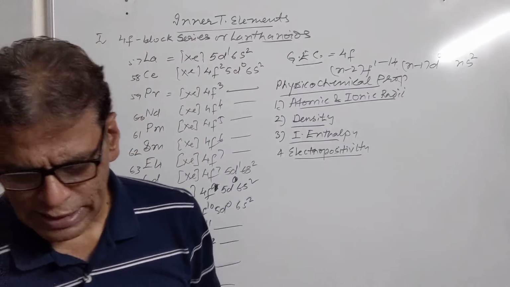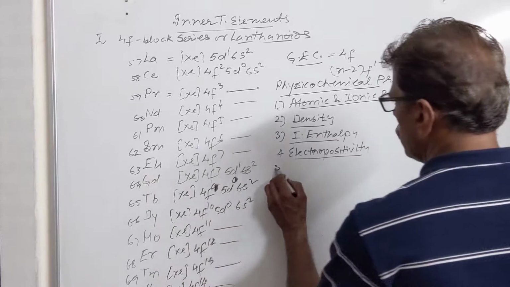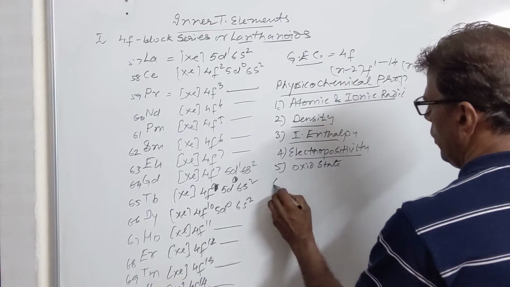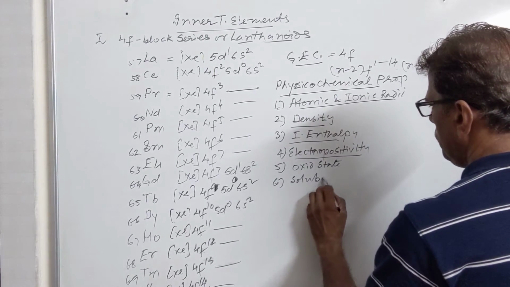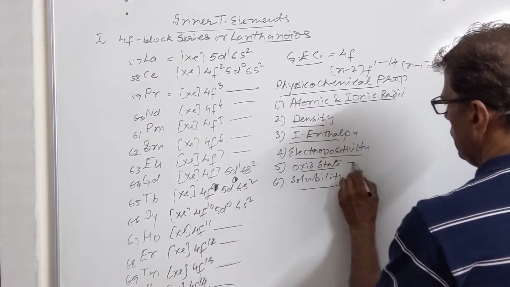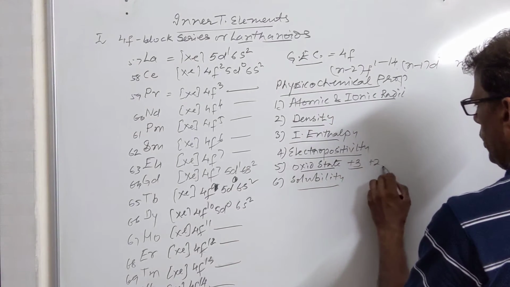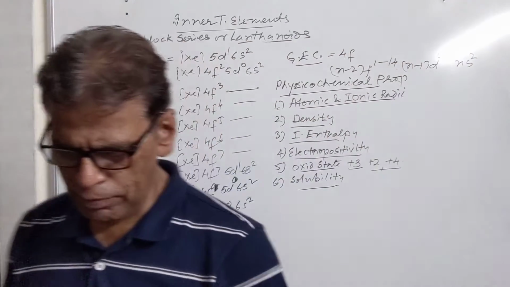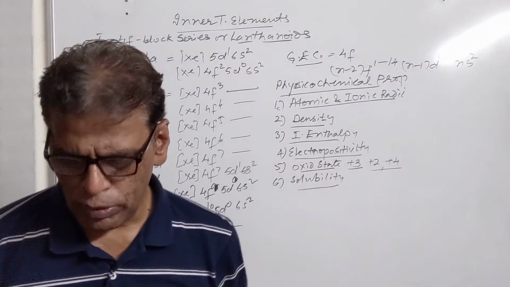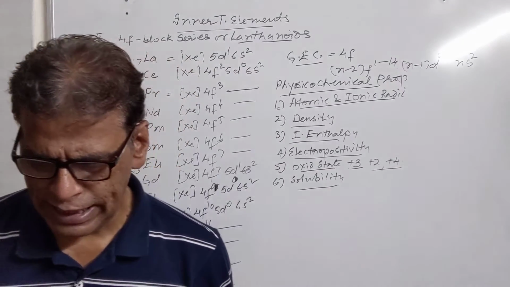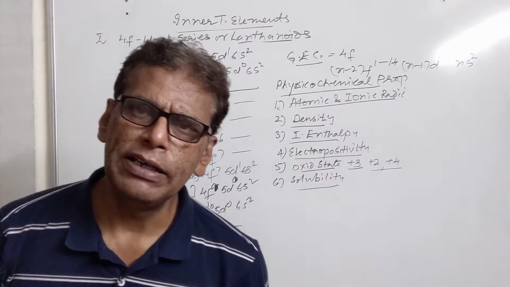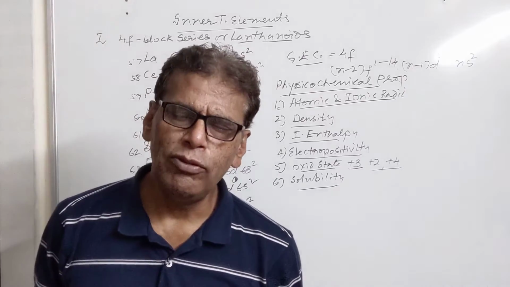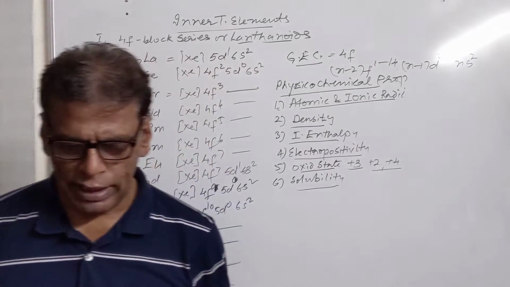Then we have oxidation state. All the lanthanoids show an oxidation state of +3. Generally they show +3, they also show +2 and +4 oxidation states. So their oxidation state is generally +3. Along with that, they show +2, +4, +5 oxidation states also. To acquire a stable configuration, they tend to acquire 4f0 configuration or 4f7, sometimes 4f14 in the case of the lower elements.